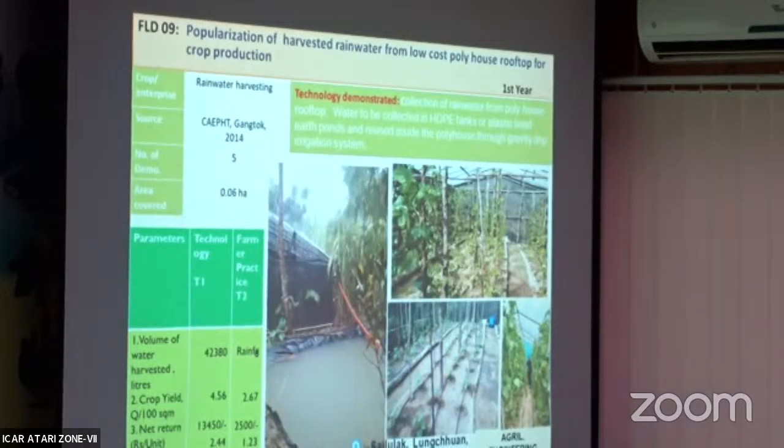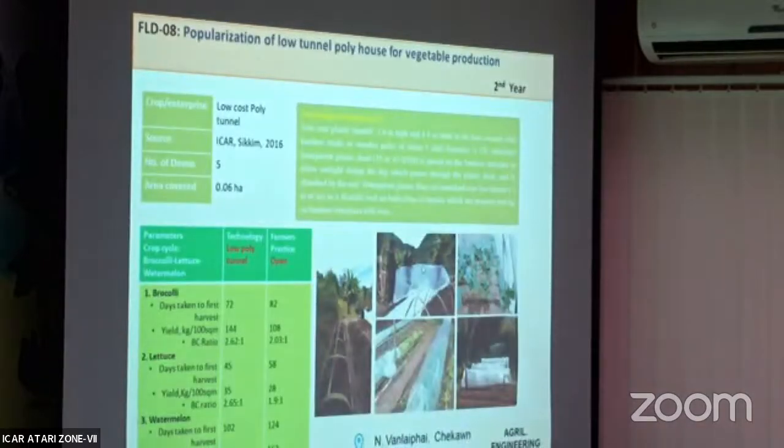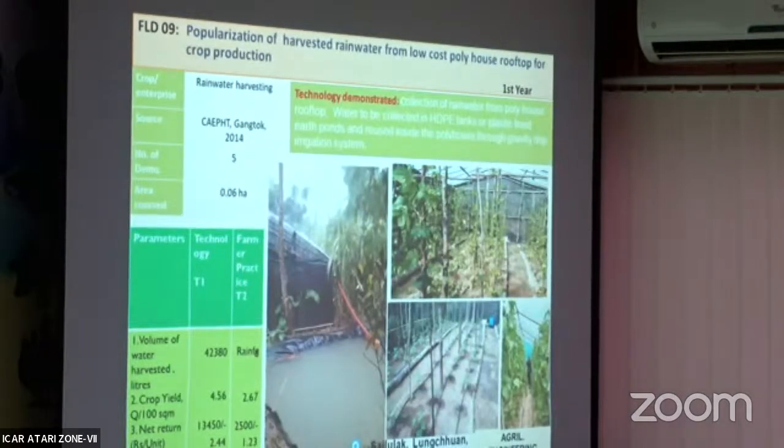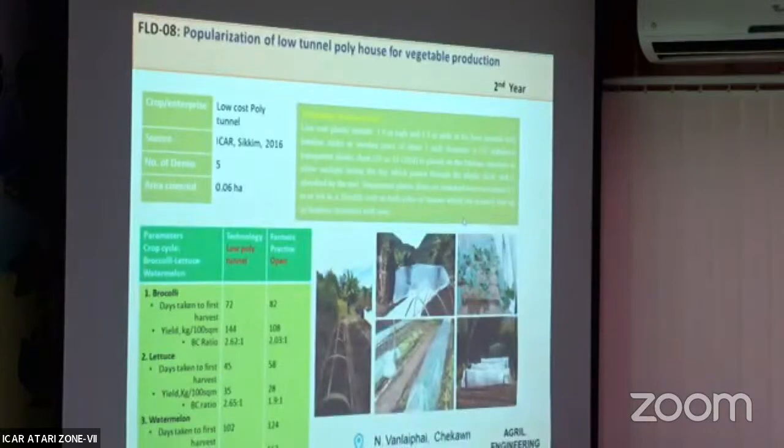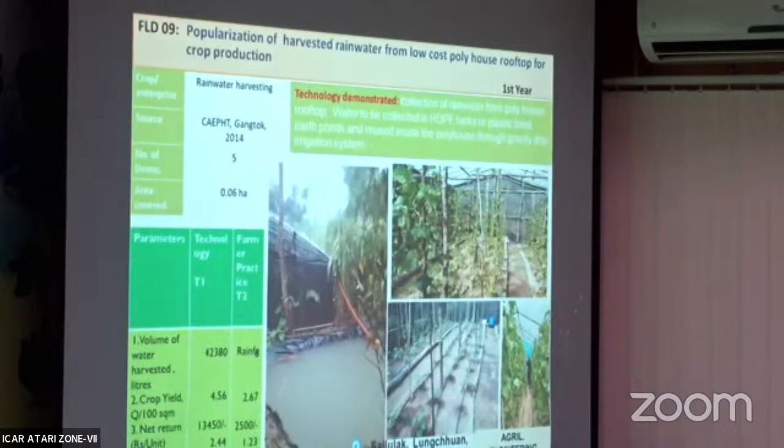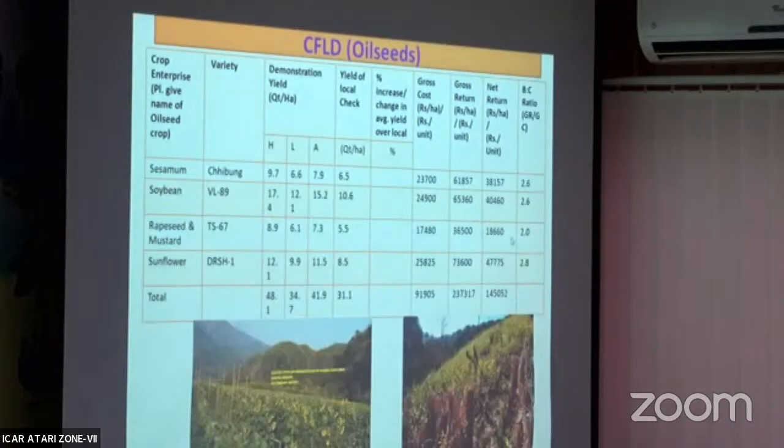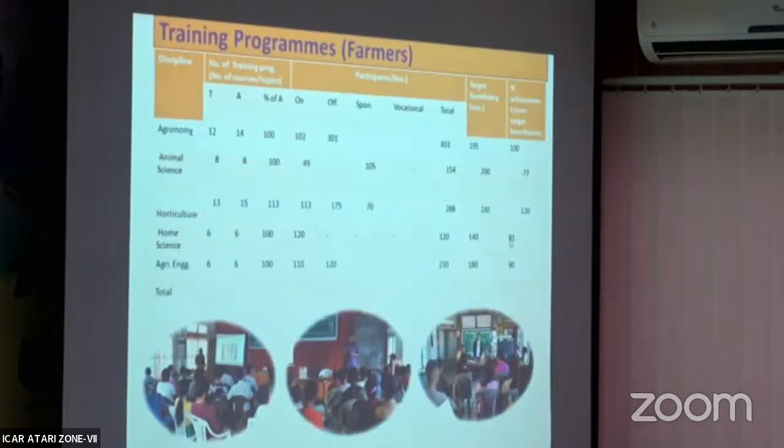And another one is, we all know that farmers go for low-cost polyhouse, but usually the rain water is not harvested. So we are trying to popularize this harvesting of rainwater from the low-cost polyhouse rooftop for crop production, and this is the result that we have. And CFLD, pulses and oilseeds, these are the results. I'm not going to detail.